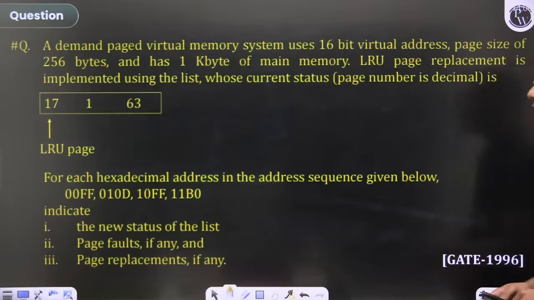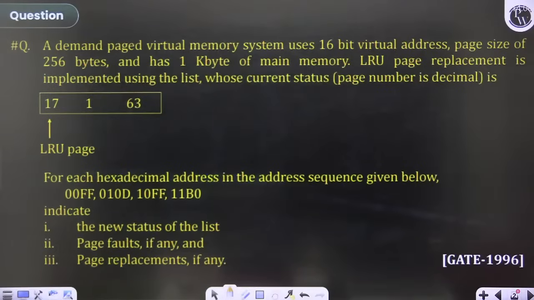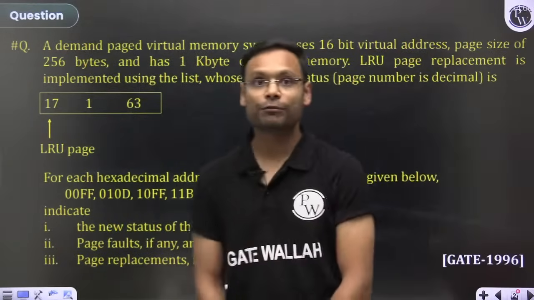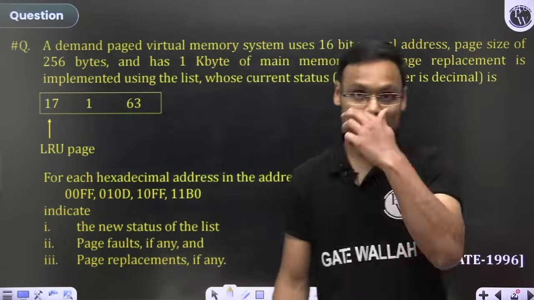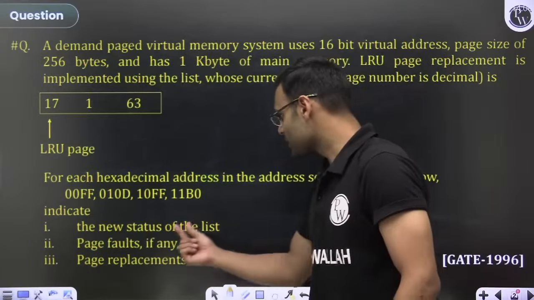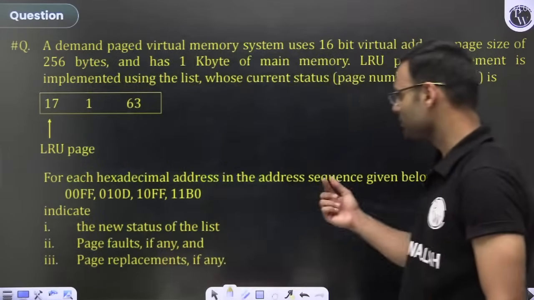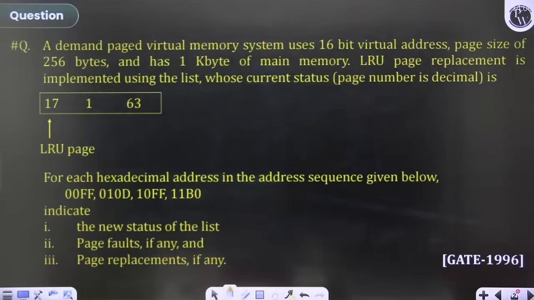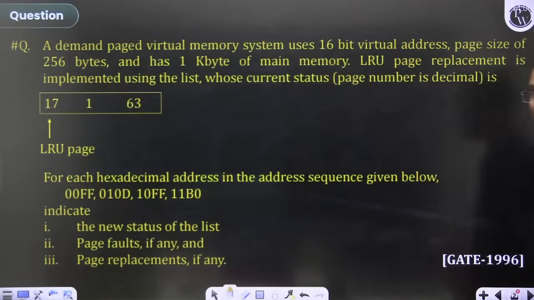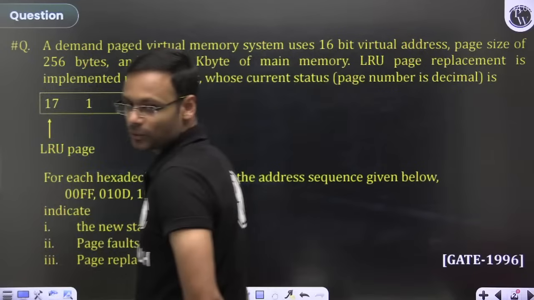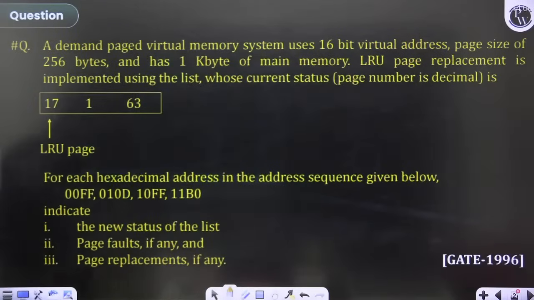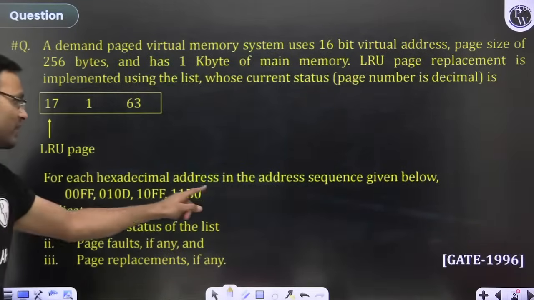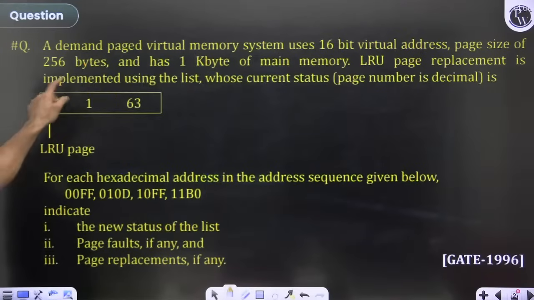Okay, so here is the very first question of today. A lot of things are given here, just check it out. It is a question with subjective type answers. The new status of the list, page faults, how many, and page replacement, if any, how many and how. Exactly all these things you will have to tell me at the end. Let's go solve this question. Look at this. These addresses are hexadecimal. These numbers are in decimal.